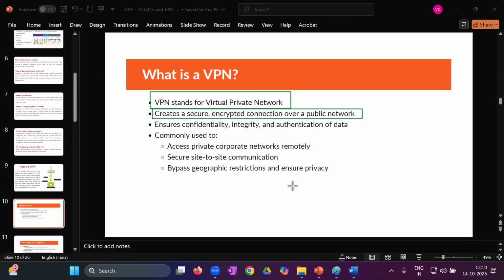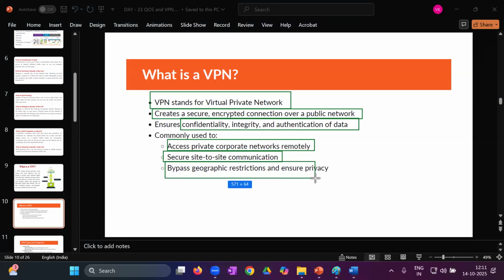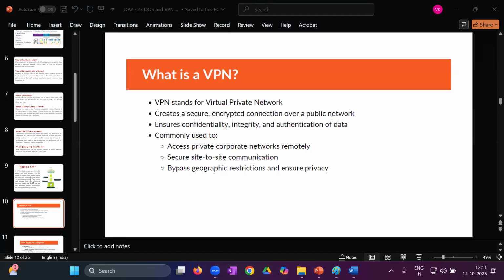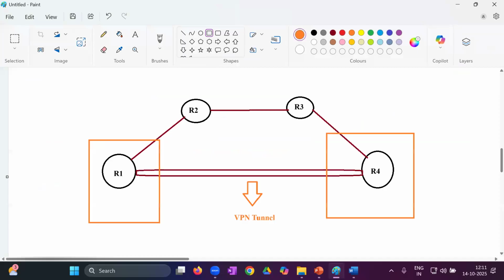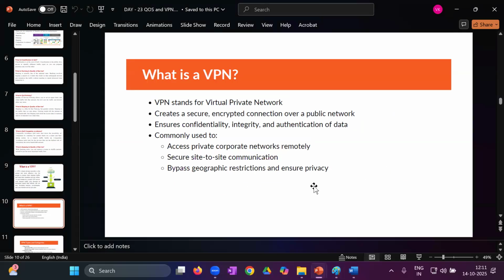It ensures what? Confidentiality, integrity, and authentication of data. Where is it preferred? Commonly used for accessing the private corporate network securely, secure site-to-site VPN communication, and bypassing geographic restrictions and ensuring privacy. So here what we did was bypass all the geographic restrictions in our case, and have privacy and direct communication. Right? This could be done with the help of VPN.